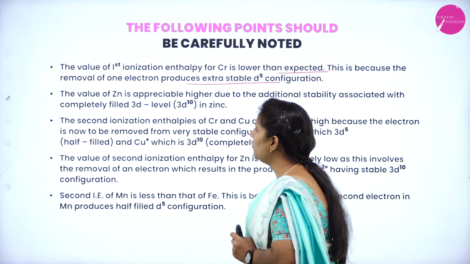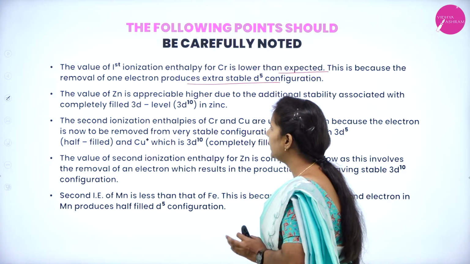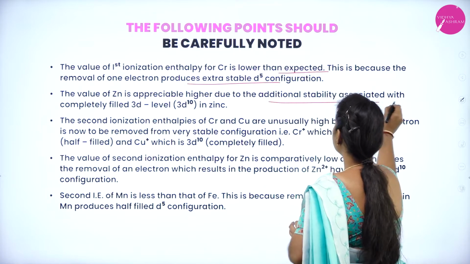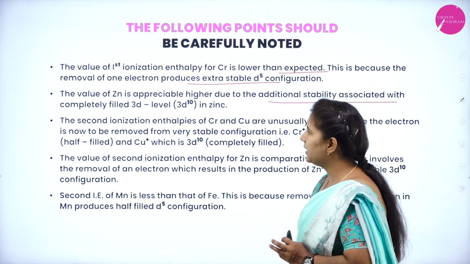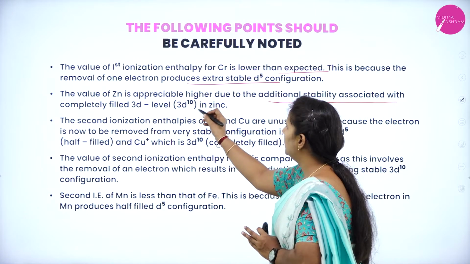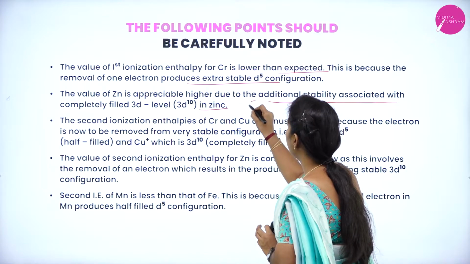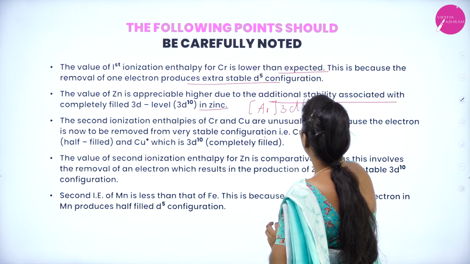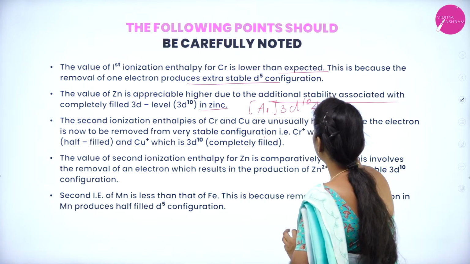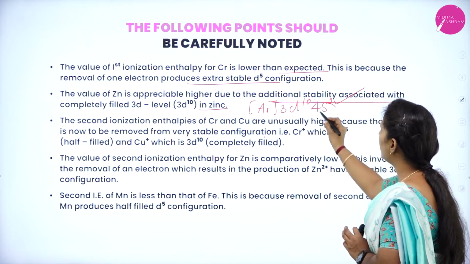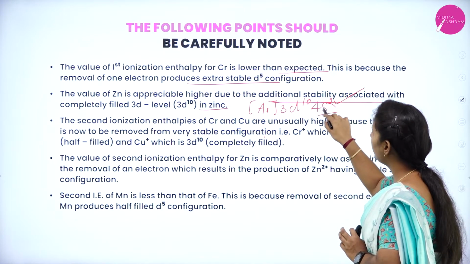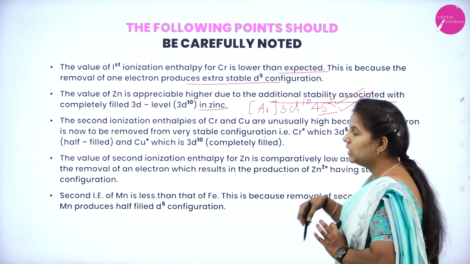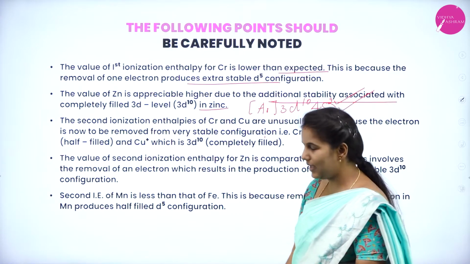Then the value for zinc is higher due to the additional stability associated with the completely filled 3d10 inner shell. We know that zinc has the electronic configuration argon 3d10 4s2. So when we remove one electron from the 4s, there is still one more electron, so the energy required to remove the second electron is also comparatively low.